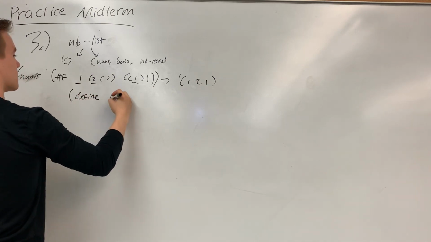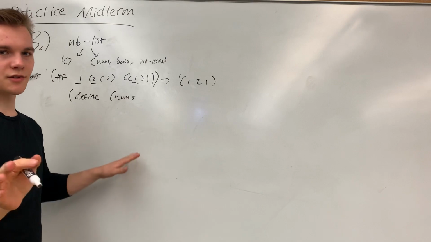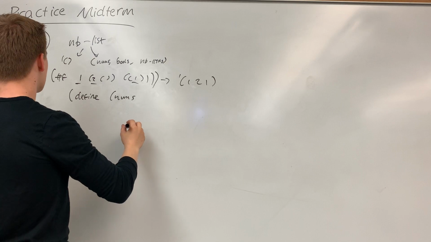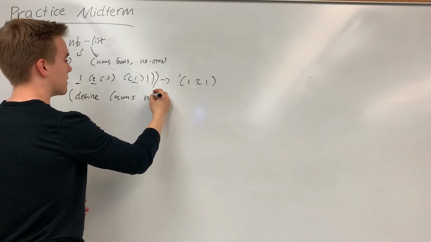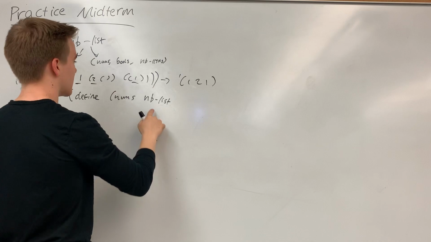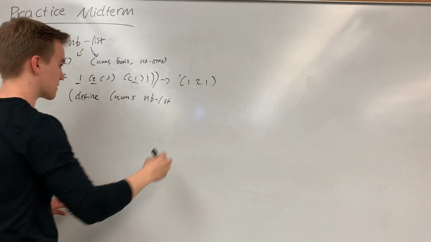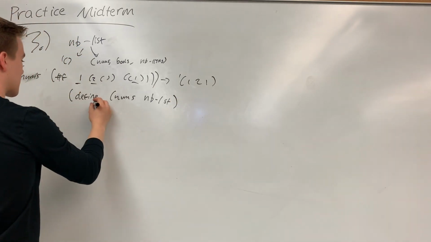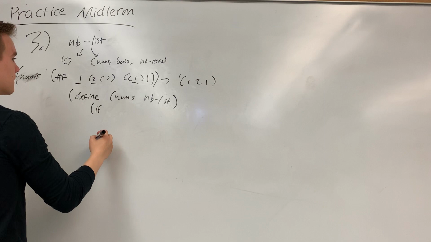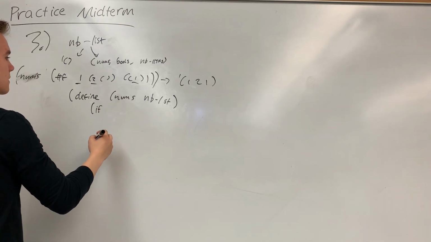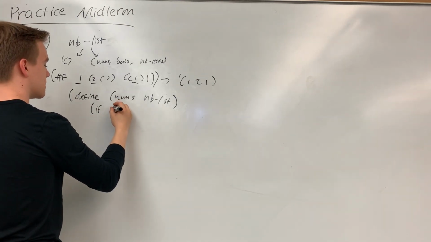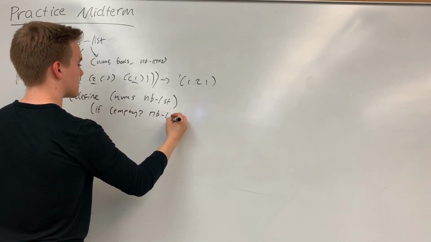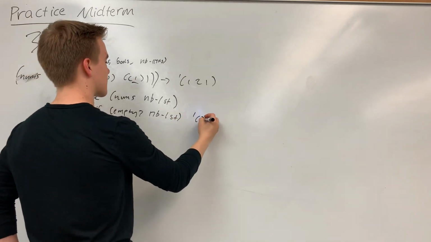Define nums. You don't want to abbreviate like this on your test because you might get points off. I'm just doing it so I can get through this video alive. Define nums, takes an NB list. Maybe I'll call it LST just so we don't get confused with the struct. Or it's not a struct, but just bear with me. And then I'll say, if empty, NB LST, I'm just going to output the empty list again.